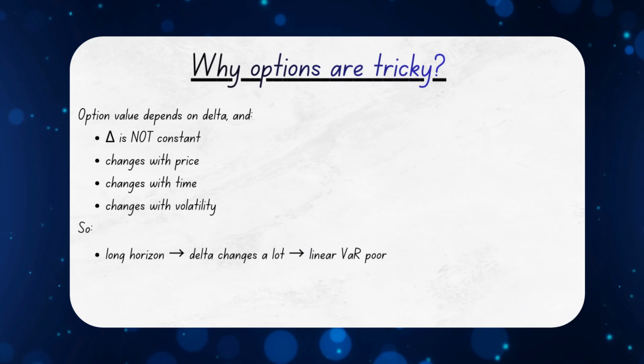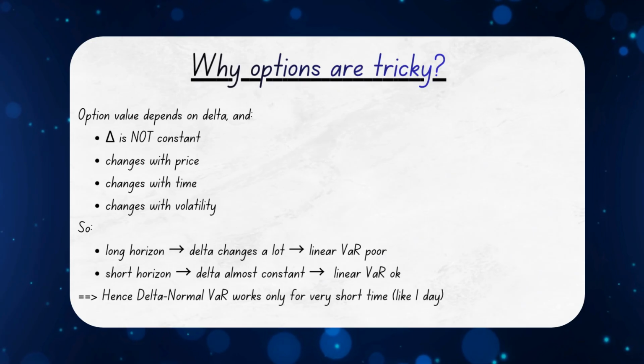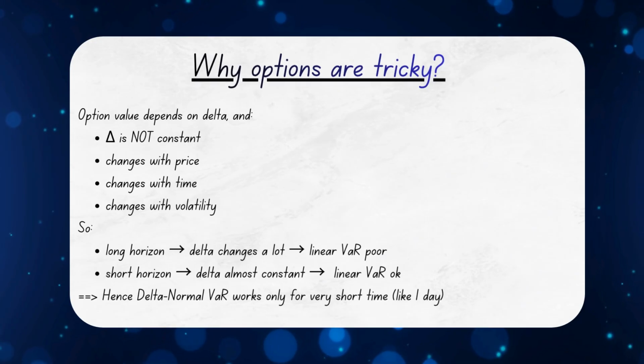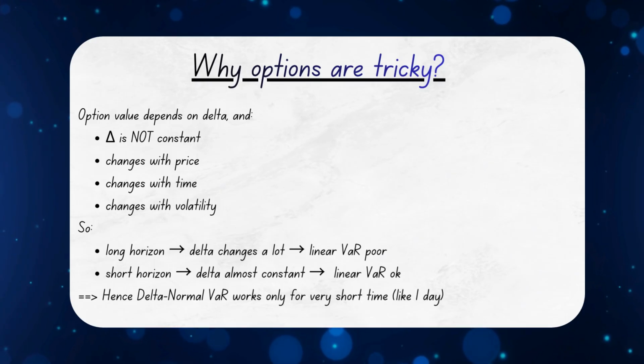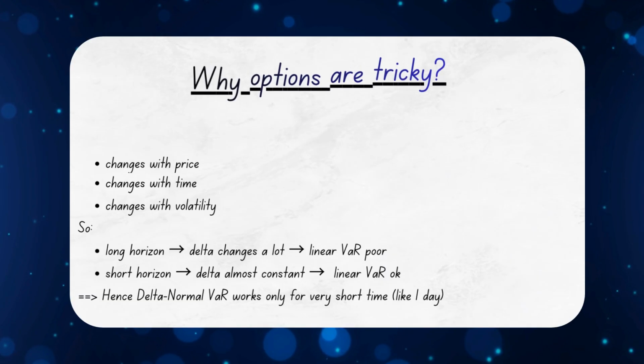In options, value depends on delta, and delta is not constant. It keeps changing. It changes when the price changes, time passes, and even when volatility changes. So over a long time horizon, delta moves around a lot, and linear VaR becomes unreliable. But over a very short horizon, like one day, delta barely changes. Thus, delta normal VaR works better only for very short periods.